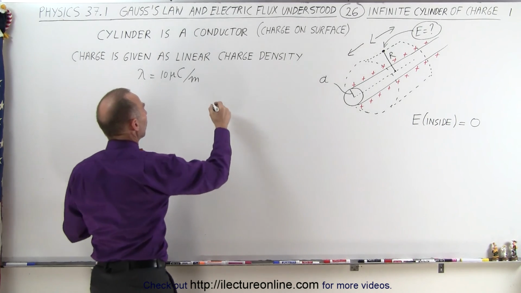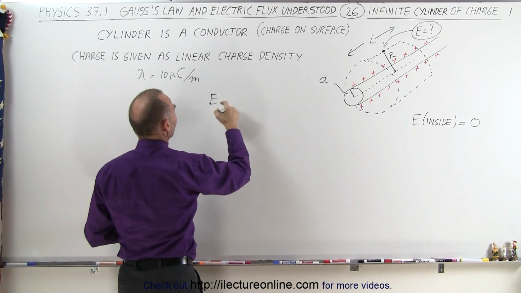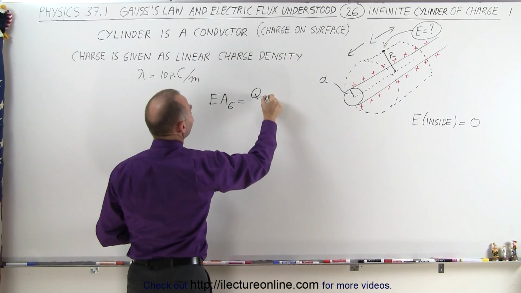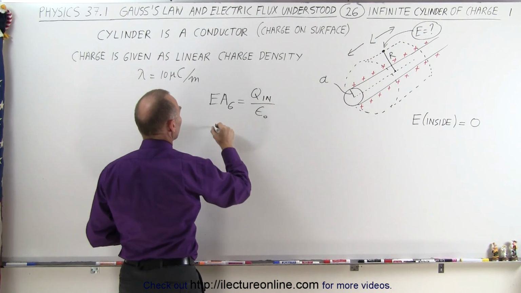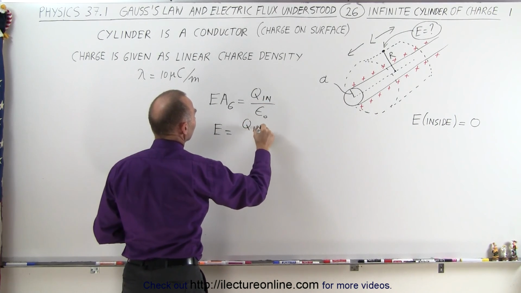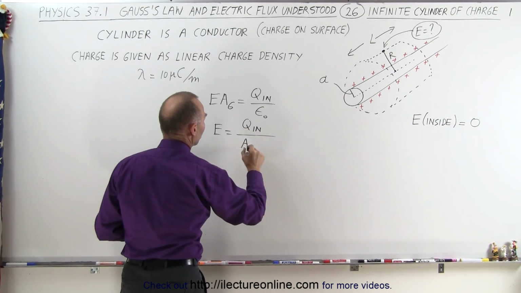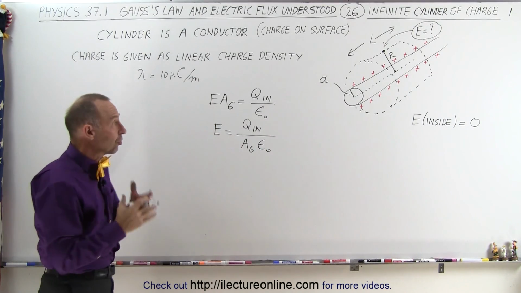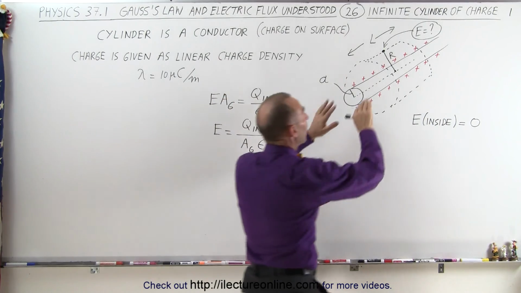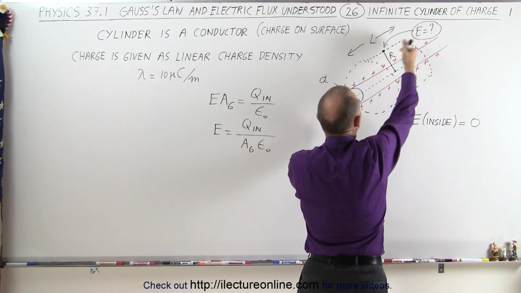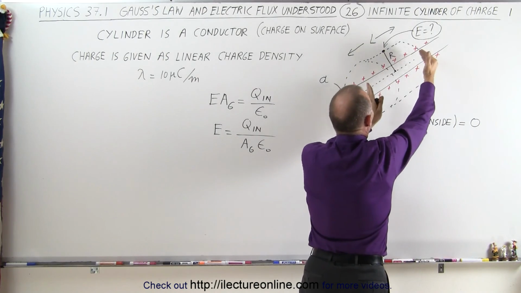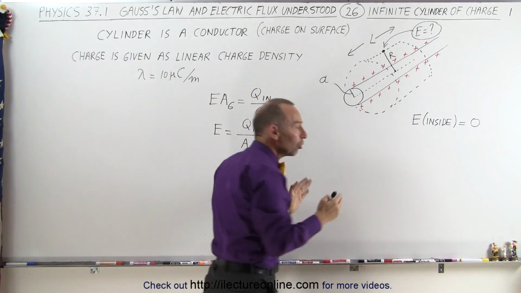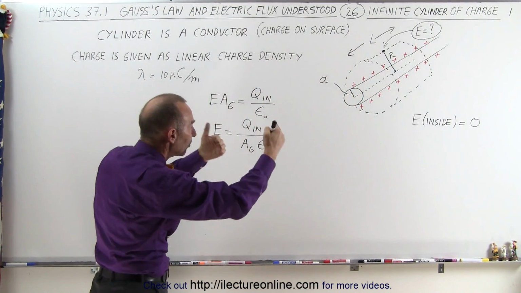We use the same equation as always, that the magnitude of the electric field times the surface area of the Gaussian surface is equal to the charge inside divided by epsilon sub naught. So the magnitude of the electric field is equal to Q inside divided by the Gaussian surface area times epsilon sub naught. Okay, how do you express the charge inside? Well, notice that the Gaussian surface will be a cylinder of length L, and so all we have to do to find the charge inside is to multiply the linear charge density by the length of the portion of the cylinder that we're considering. So in this case, the length is L.